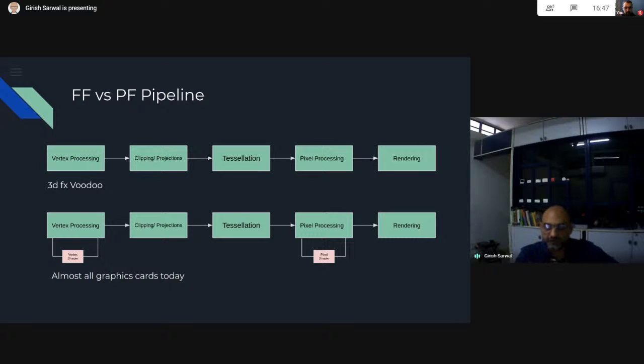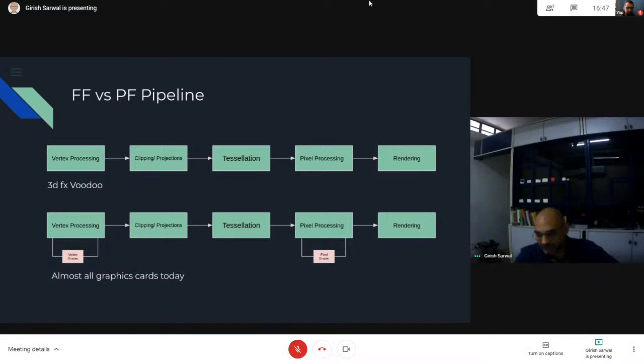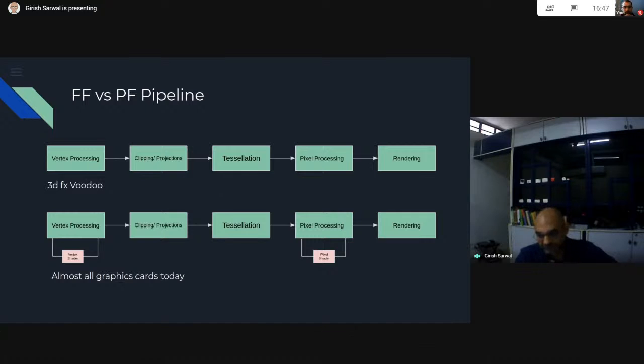But as we progressed, and as we wanted better graphics, new technologies emerged. One of the most important was the programmable function pipeline. The graphics card vendors said that they were going to retain how the graphics card works, but allow you more control over the vertex processing, on how the vertex gets processed, and over the pixel processing, on how the pixel gets processed.